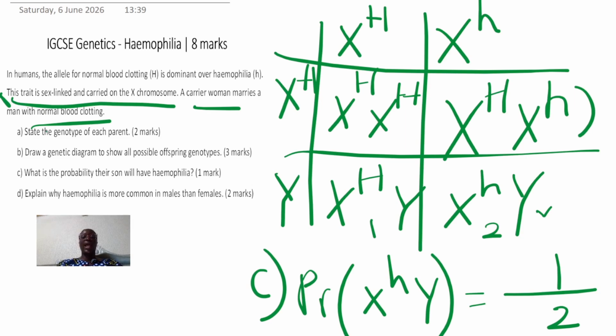So, why do males have hemophilia and females rarely have it? 1. Hemophilia is sex-linked. 2. Males have only 1 X chromosome, so there is no other X chromosome to mask the effect of hemophilia as seen in females.